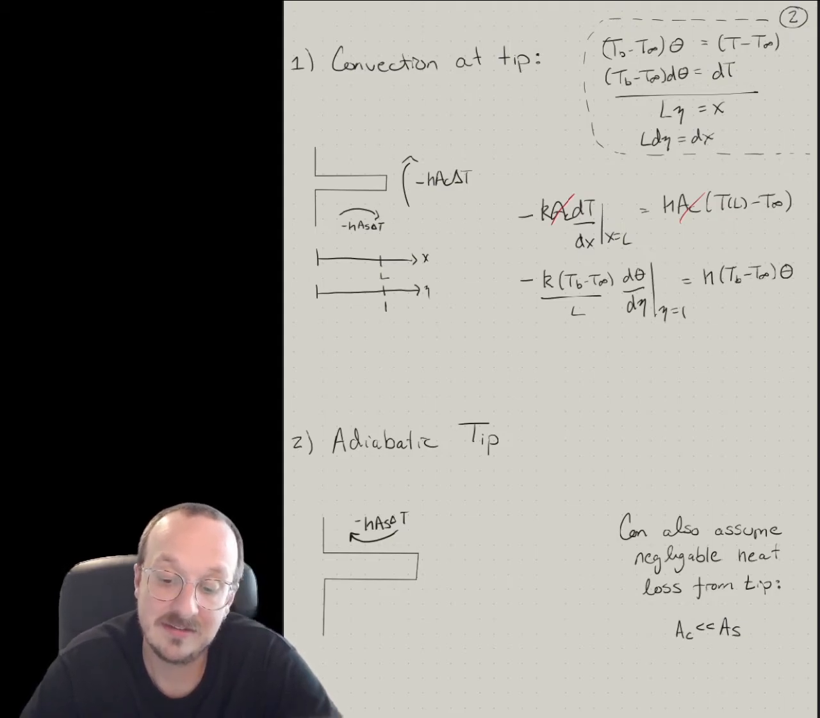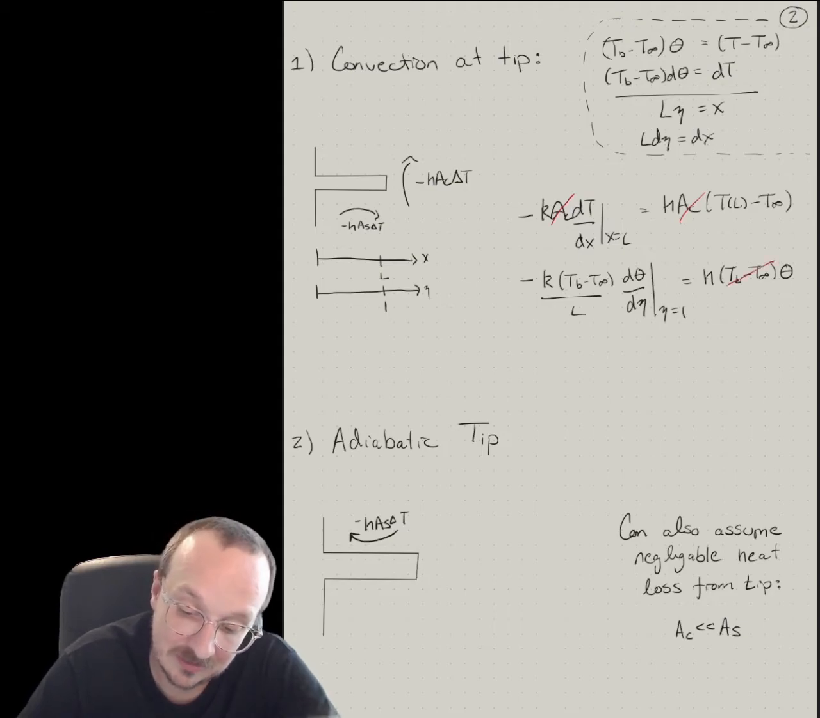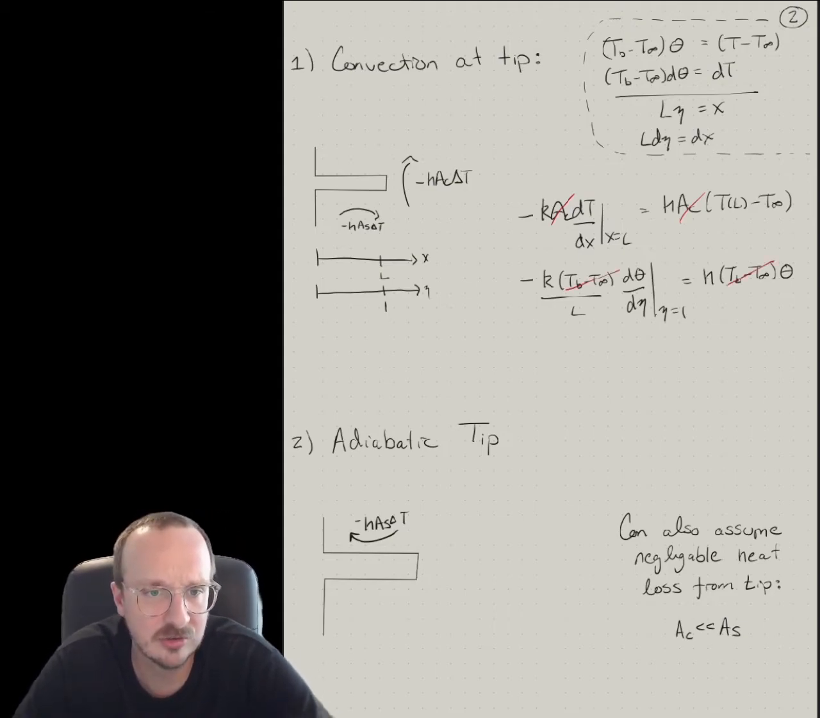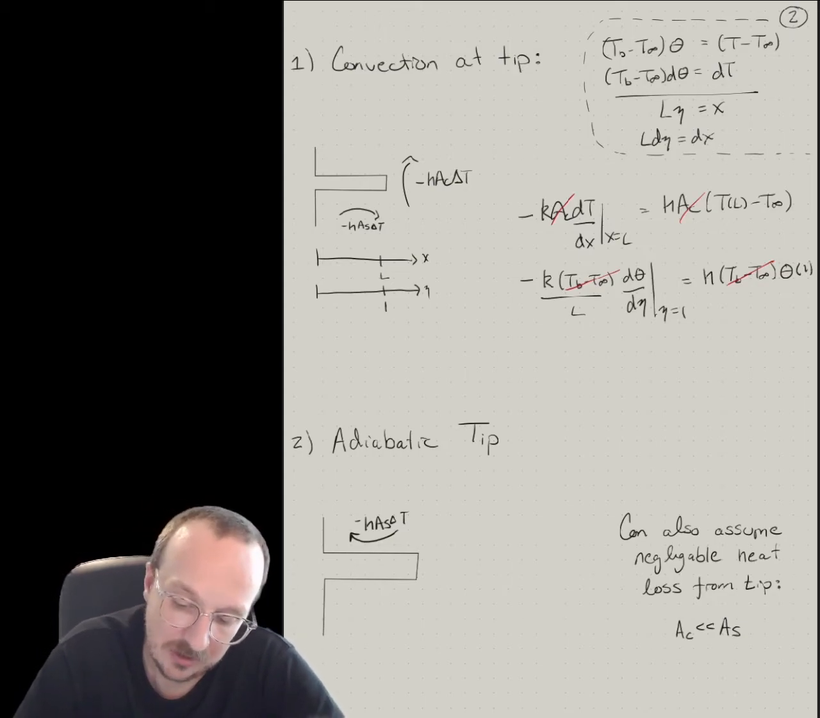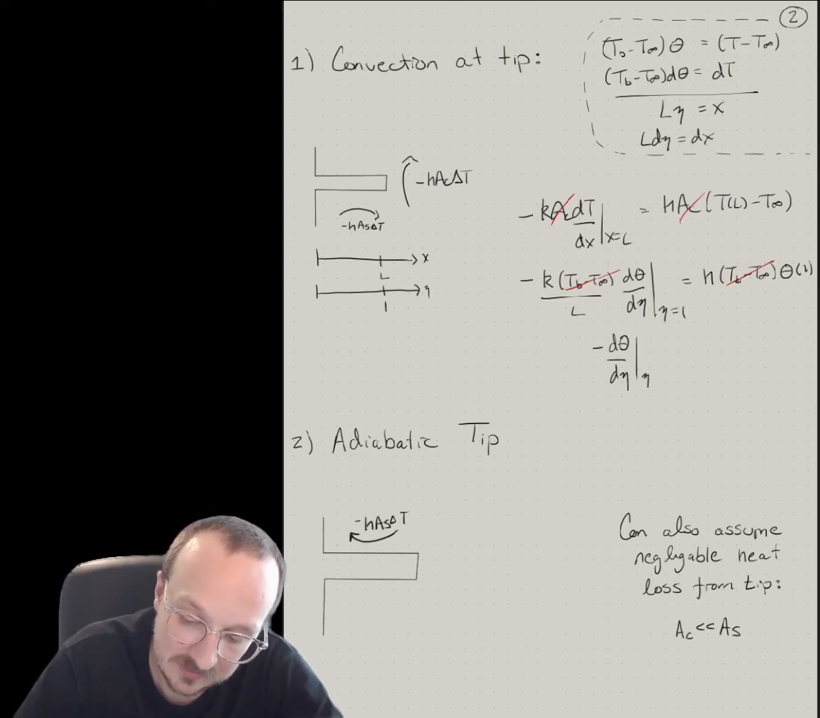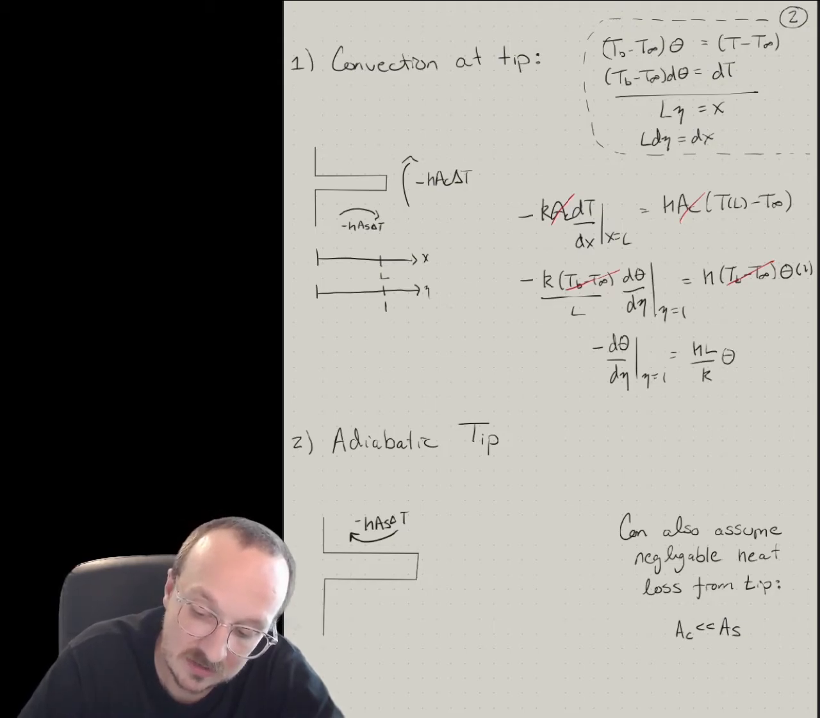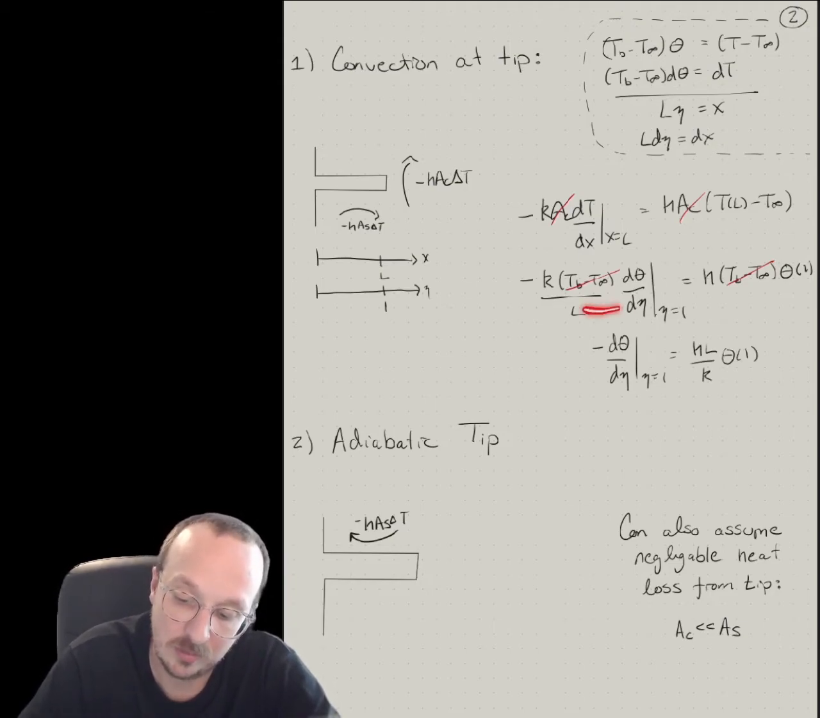And then these temperature differences are going to cancel out. This is the beauty of non-dimensionalization. By the way, this is theta at z equals 1. And we're going to get minus d theta/dz at z equals 1 is equal to hL over k theta at 1. Okay, so I've multiplied the L over.